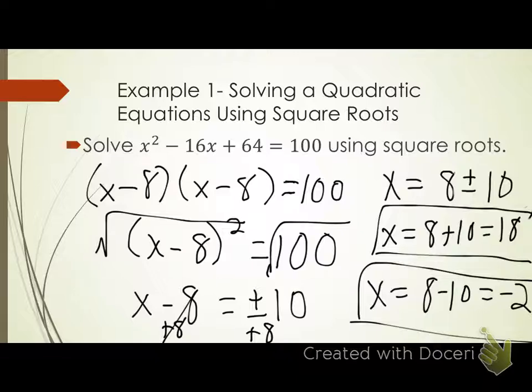Any questions on that first example? Does that make sense? If your left side's a perfect square trinomial, we can factor it to become a binomial squared. Solve the equation by taking the square root of both sides. Everyone got it?